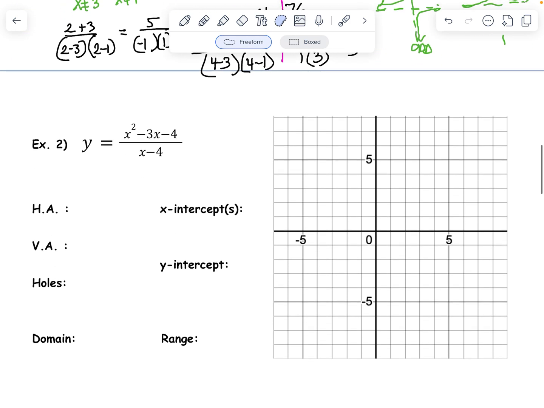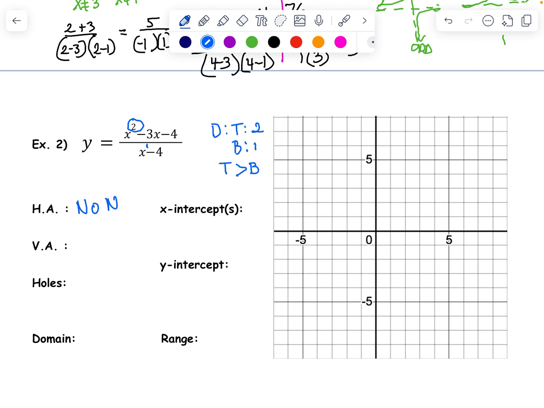We'll move it right there. All right, so we're going to look at this one, and we're going to first look for horizontal asymptotes. So we're going to look at the degree of the top and the bottom. The degree of the top is 2, and the degree of the bottom is 1, and the top is greater than the bottom. So we have no horizontal asymptotes. That means we have a possible oblique, but we're not going to talk about that one yet.